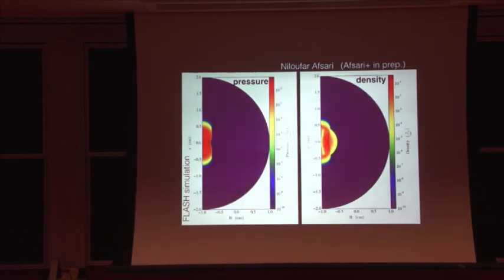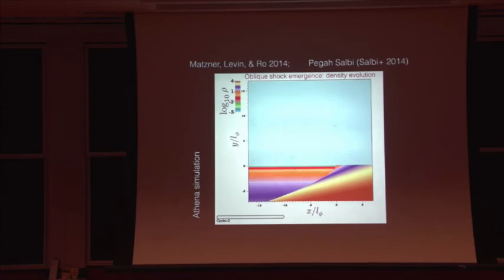But what I wanted to do was, after showing you this breakout, which is over-energetic relative to the spherical case, focus on the location where this shock is breaching the stellar envelope and show you a simulation. This is by another student, Pegasalbi, of the location where the shock is breaching the surface. And this is done at vastly higher resolution.